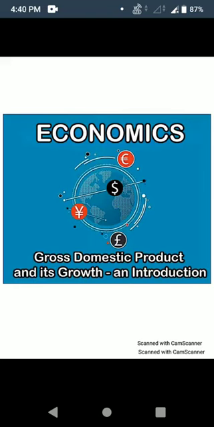So, economics is a social science concerned with the production, distribution and consumption of goods and services. It studies how individuals, businesses, governments and nations make choices about how to allocate resources. Is that it? Yes.